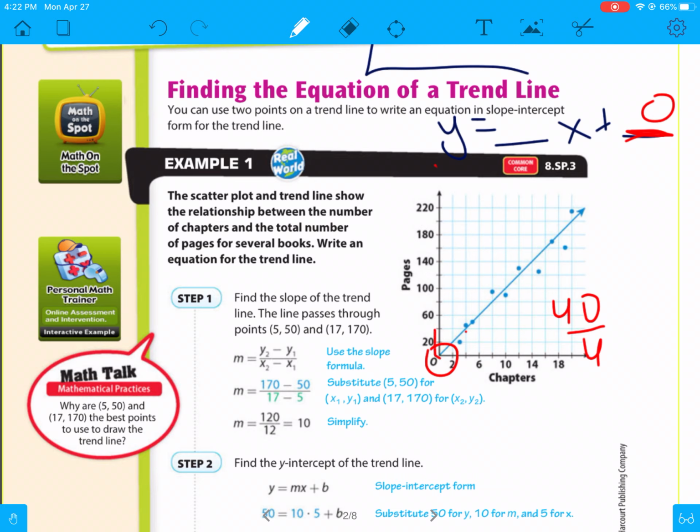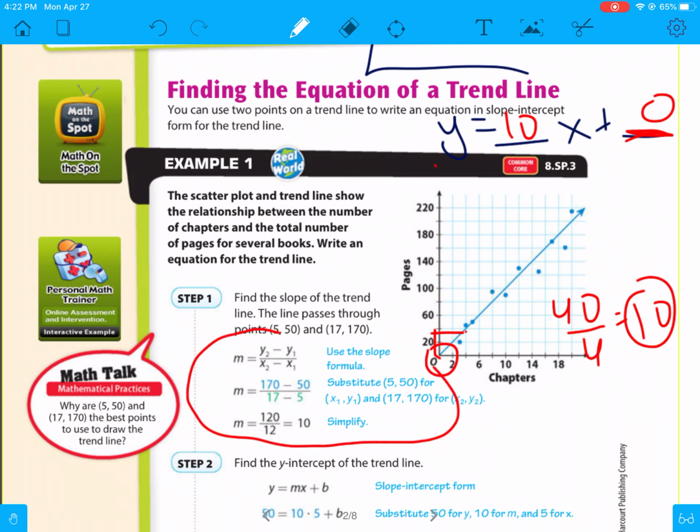So it'd go up 40, to the right 4. So 40 divided by 4 is 10. So your slope is 10. So y equals 10x plus 0. Or by doing it the way that they did it with the points, they got the same answer.